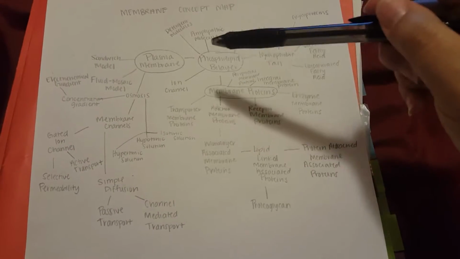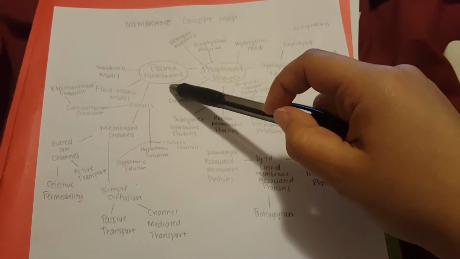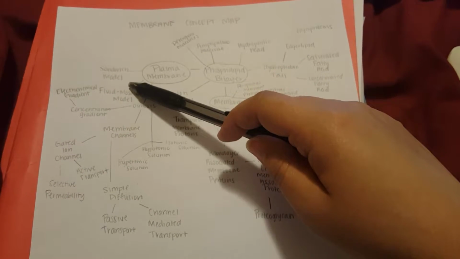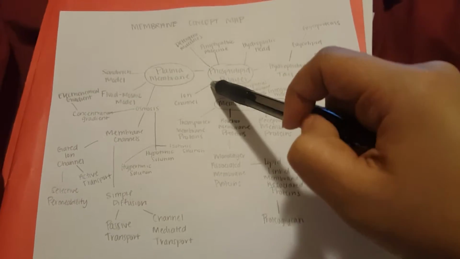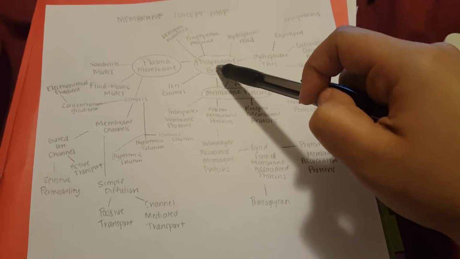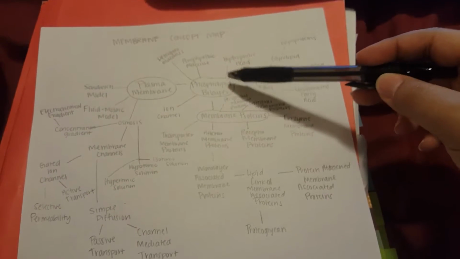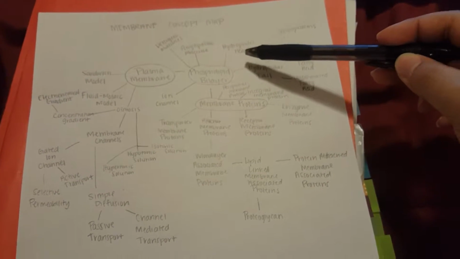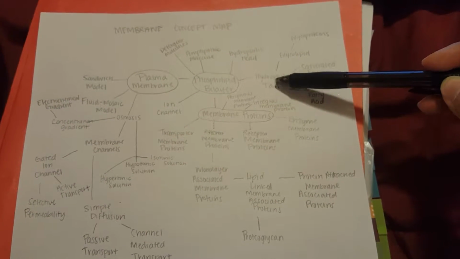So I began with the plasma membrane, and from the plasma membrane, we have a sandwich model and a fluid mosaic model. And the plasma membrane is composed of a phospholipid bilayer. The phospholipids in the phospholipid bilayer contain a hydrophilic head and a hydrophobic tail.